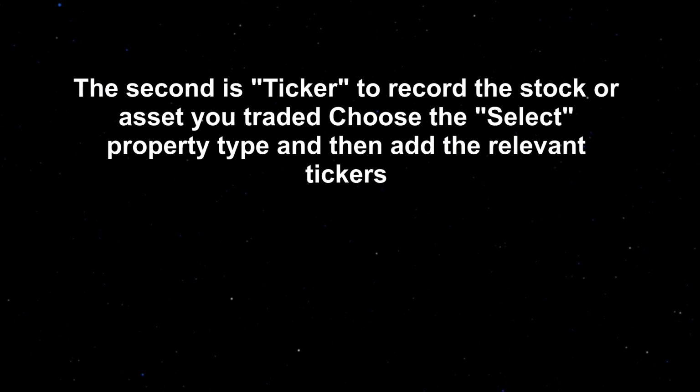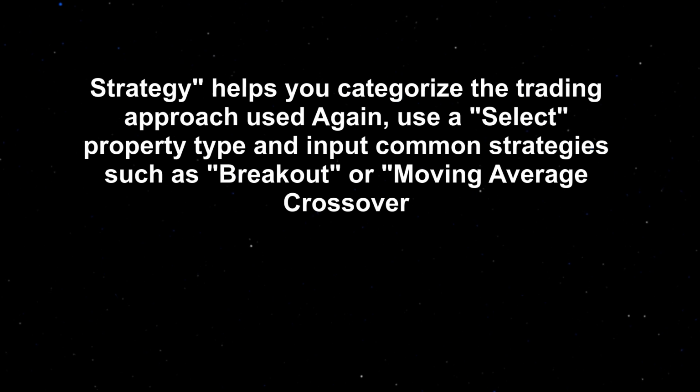The second is ticker to record the stock or asset you traded. Choose the select property type and then add the relevant tickers. Strategy helps you categorize the trading approach used. Again, use a select property type and input common strategies such as breakout or moving average crossover.